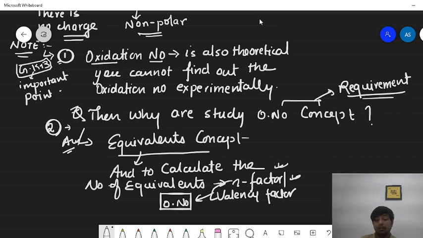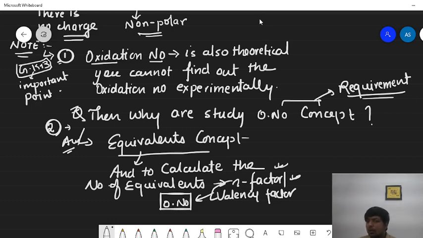Not everywhere, but wherever the concept gets complex, there you have to apply the concept of oxidation number in order to find out n factor or valency factor. After that you can find out the number of equivalents, and further by applying the concept of equivalence, you can find out the quantity of product formed after using x gram of reactant, or how much reactant is required to form a particular amount of product. Without balancing the reaction, you can find out.